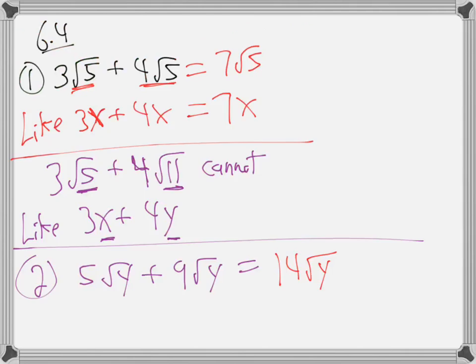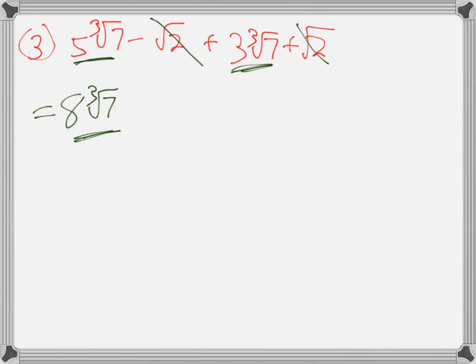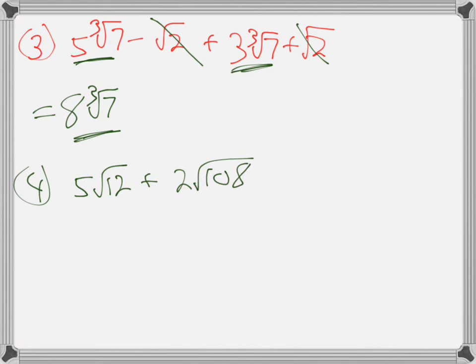Making sense? So number 4: 5 root of 12, 2 root of 108. Yeah, good question, Rachel. Yeah, that 3 does. You're exactly right. Whatever number is in the hook, that just stays. We don't mess with that at all. All right, so how about number 4? Those are different roots, aren't they?